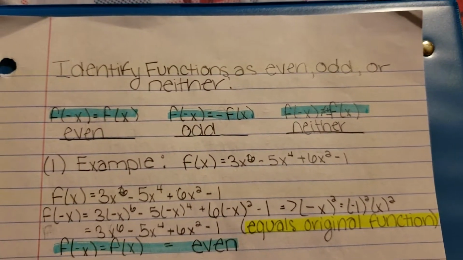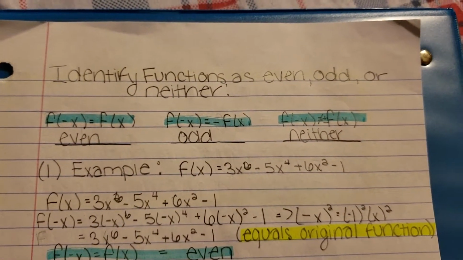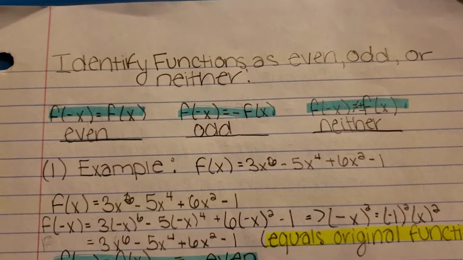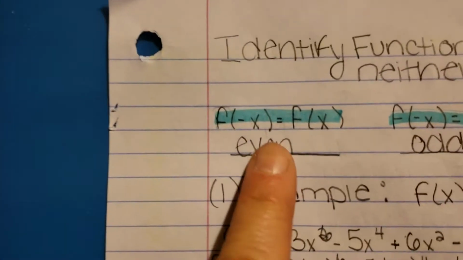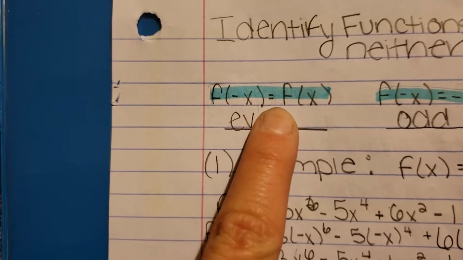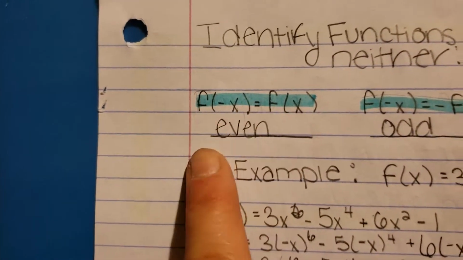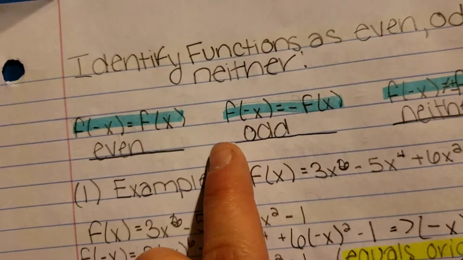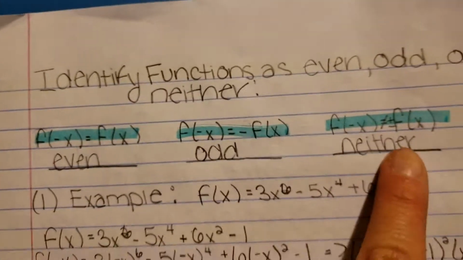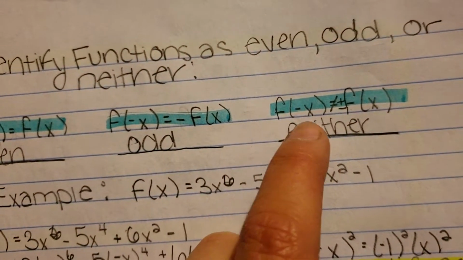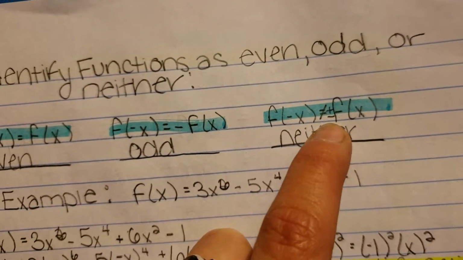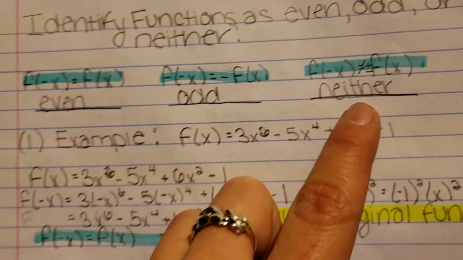Hello, my topic to discuss this week is identifying a function as even, odd, or neither. There are three cases to address. The first one is even: when f of negative x is equal to f of x, it's even. When f of negative x is equal to negative f of x, it's odd. And when f of negative x is not equal to plus or minus f of x, it's neither.